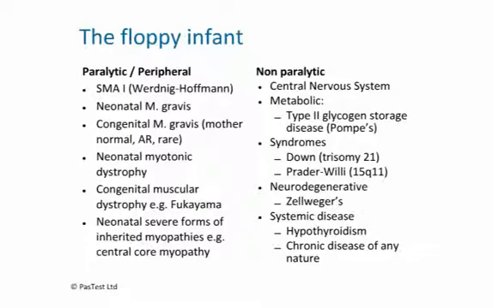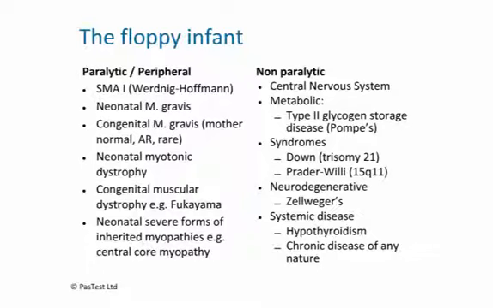In neonatal myasthenia gravis, about 12% of infants born to mothers with myasthenia gravis manifest this, and they can have transient feeding difficulties as well as respiratory distress. While in congenital myasthenia gravis, mother is not affected, and this is an autosomal recessive rare disorder. Neonatal myotonic dystrophy can also present with floppiness and feeding difficulties and prolonged dependency on the ventilator. Congenital muscular dystrophy and other inherited myopathies, particularly the severe forms of these with neonatal presentations, can give rise to a floppy baby.